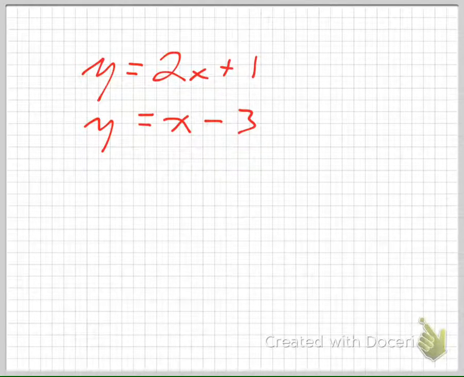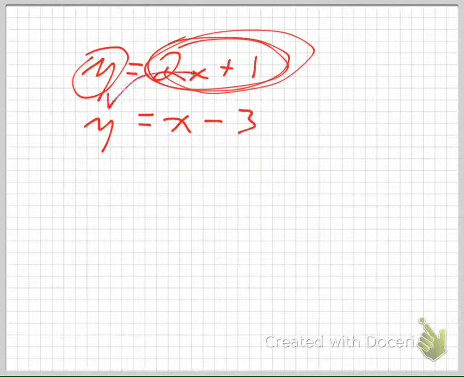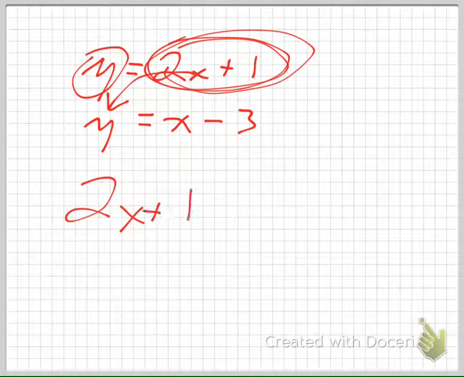Substitution, because y has already been solved for. I'm going to take this y here and put this right there. I'm going to make it 2x plus 1 equals x minus 3, and then solve it and figure out what it is. Does that make sense? Okay. What about this one?